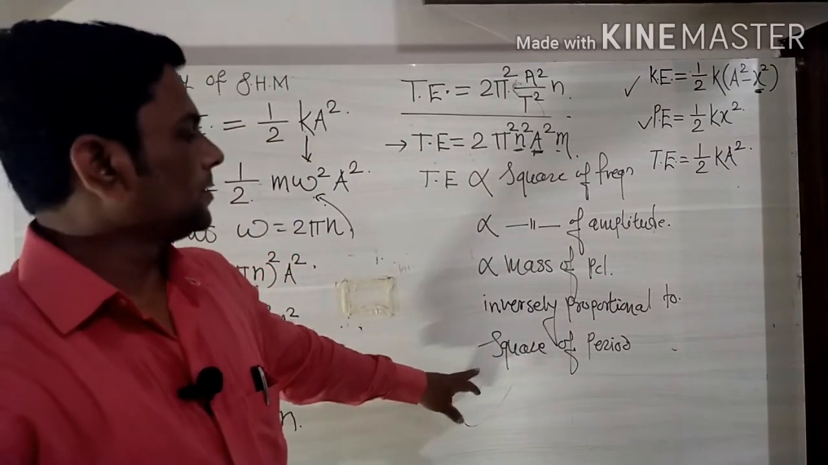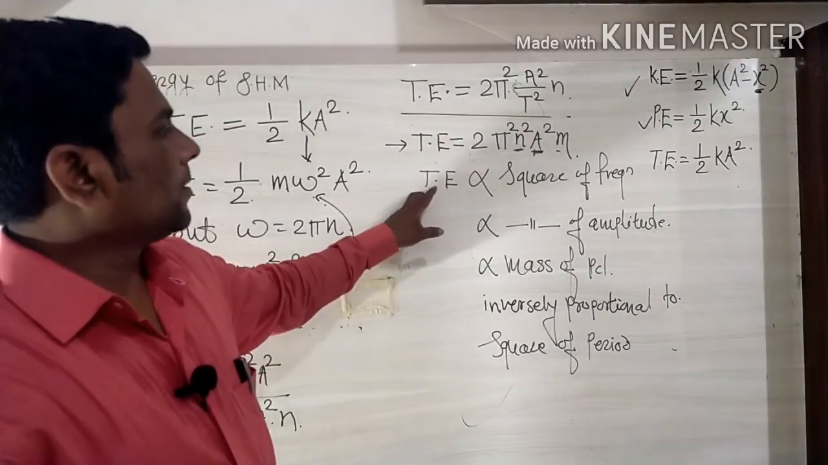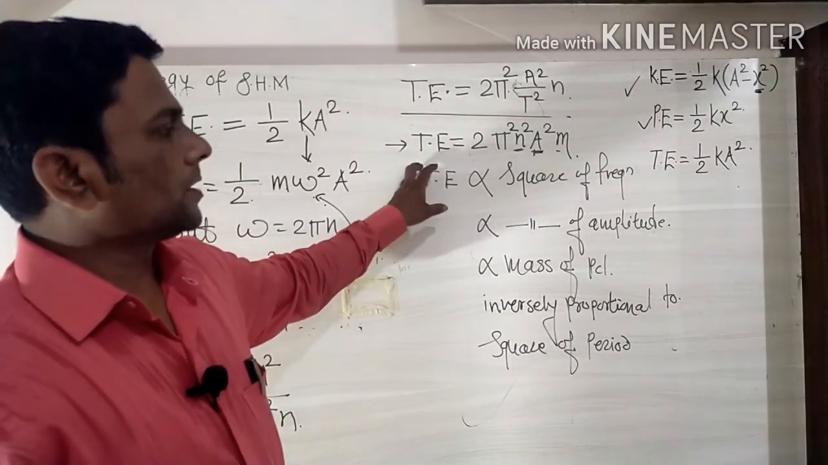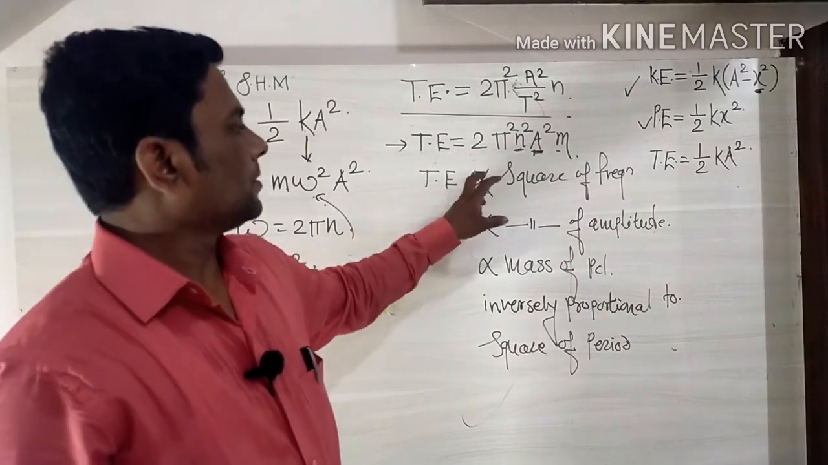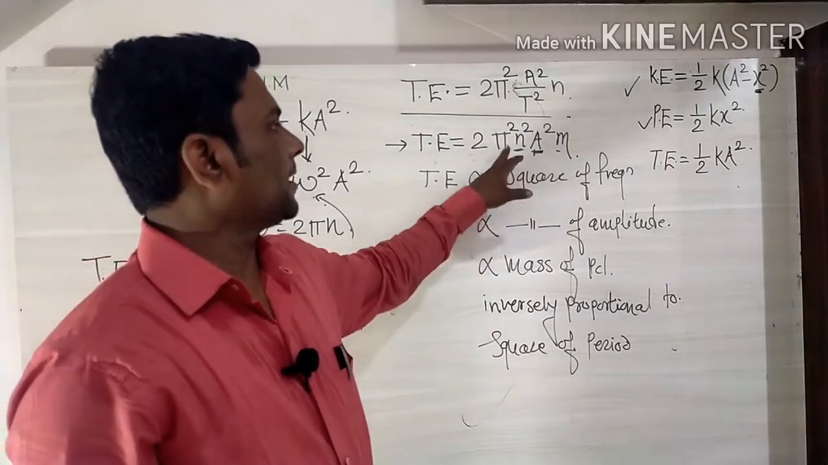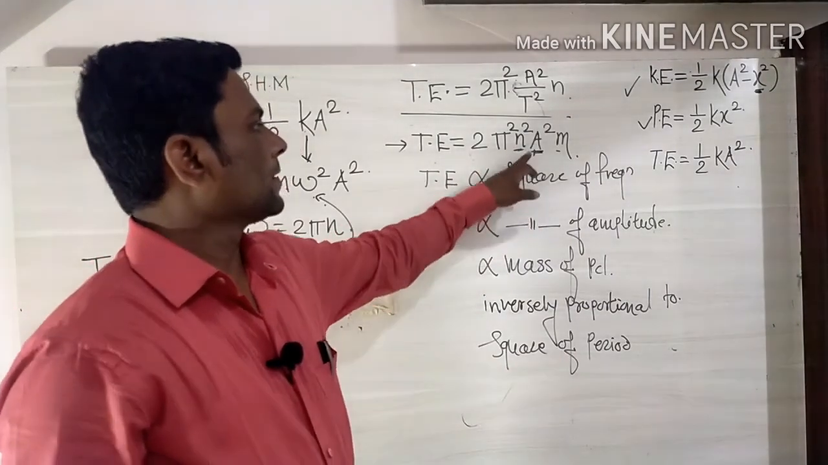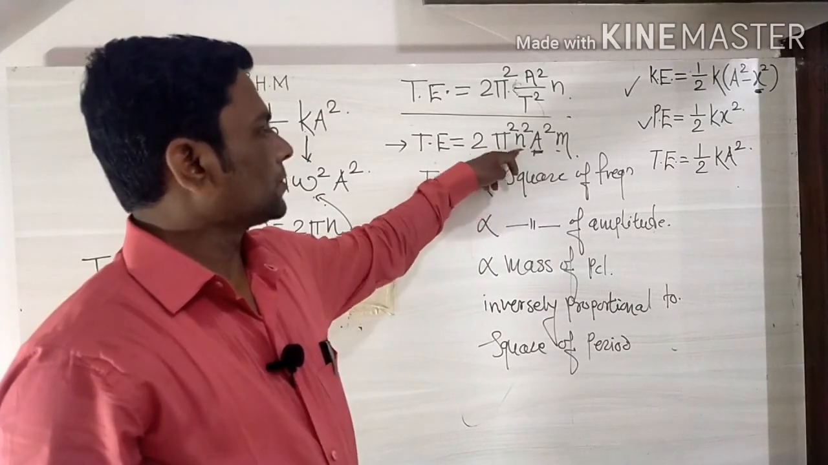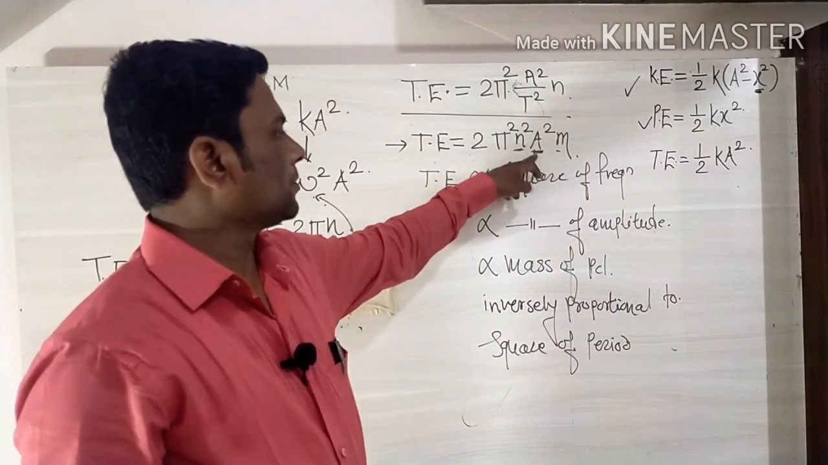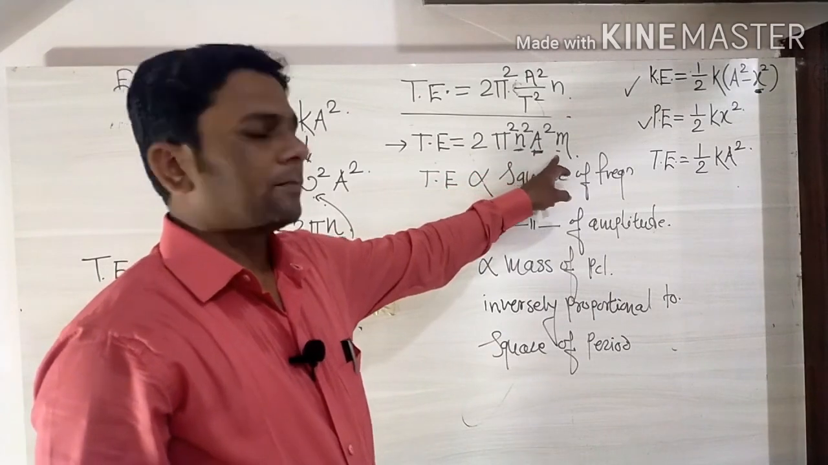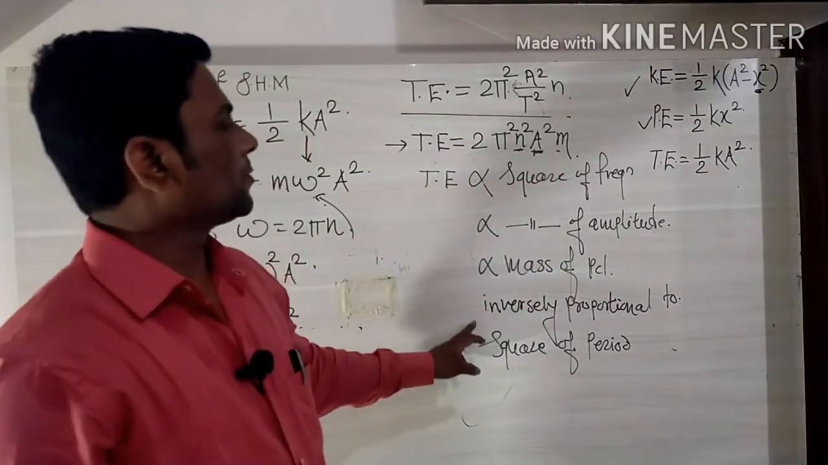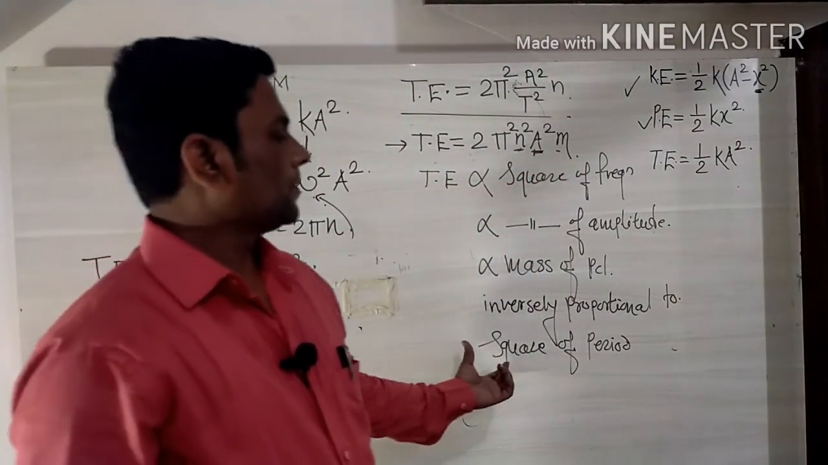Means we are concluding that the total energy in a system of simple harmonic motion is directly proportional to the square of frequency, directly proportional to the square of amplitude and mass of the particle, and inversely proportional to the square of the period.